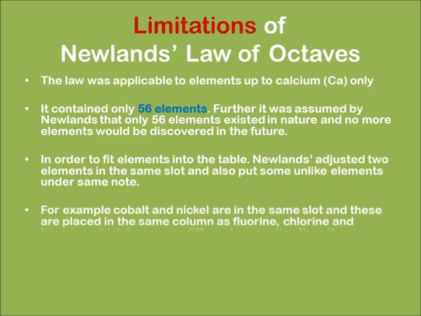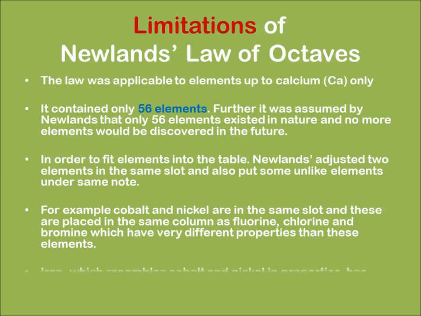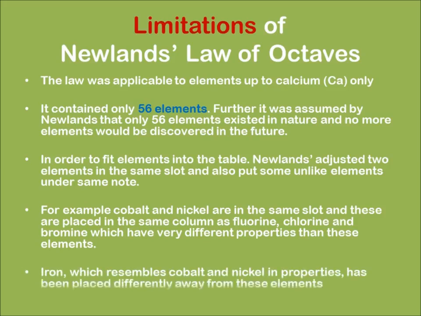For example, cobalt and nickel were in the same slot, and similarly chlorine and bromine, even though they had different properties, were paired up together. Iron, which resembles cobalt and nickel in properties, has been placed differently from these elements. These were the main drawbacks of this model.